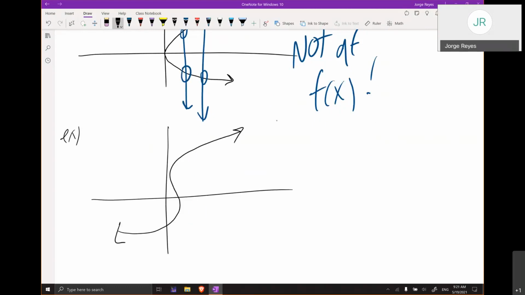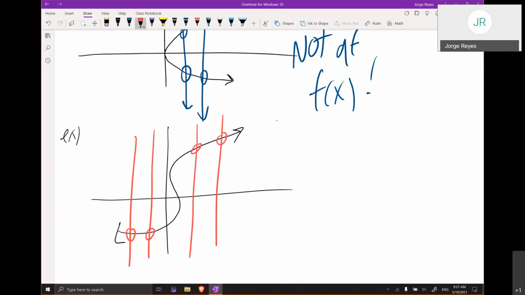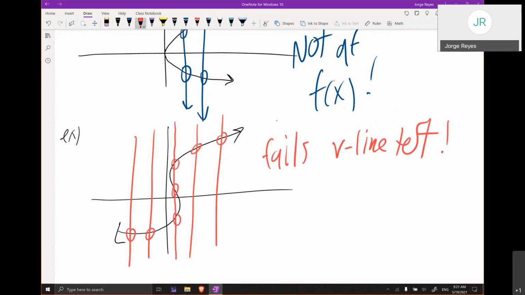Like we see, if I draw my vertical line here, I'm fine, right? Or if I go here, it's also okay. But if I draw it right there in the middle, I cross three times. So this also fails the vertical line test. Not a function. You just need to fail the vertical line test in a single spot to be not a function.